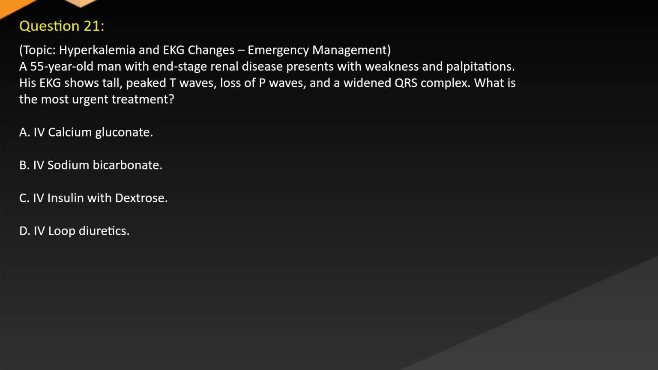Question 21. Topic: hyperkalemia and EKG changes. Emergency management. A 55-year-old man with end-stage renal disease presents with weakness and palpitations. His EKG shows tall peaked T waves, loss of P waves, and widened QRS complex. What is the most urgent treatment? A. Calcium gluconate. B. Sodium bicarbonate. C. Insulin with dextrose. D. Loop diuretics.